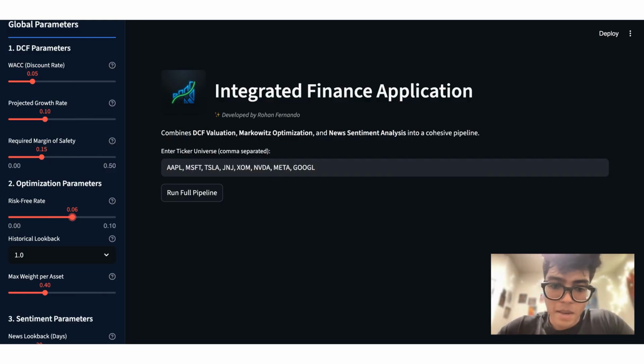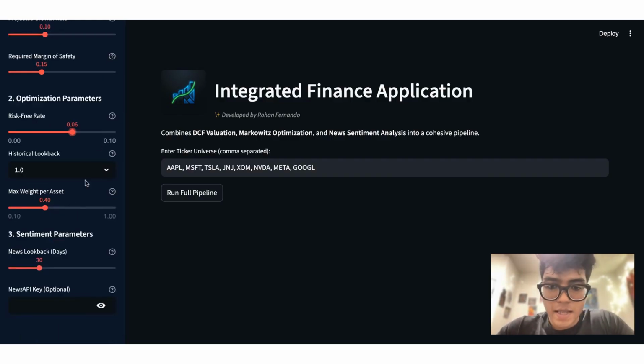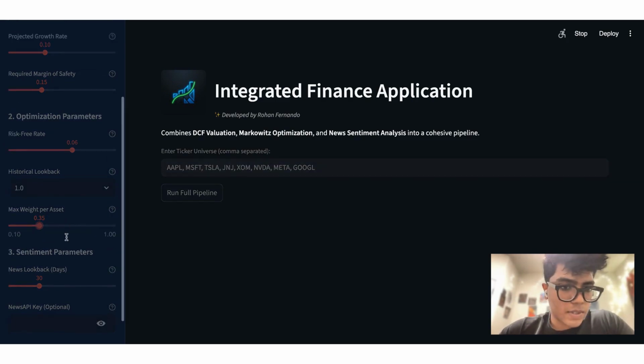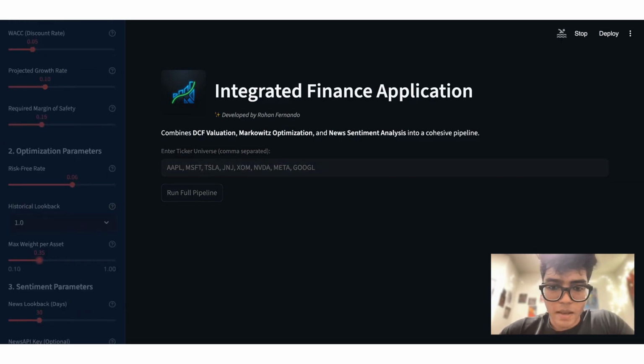Under optimization parameters, the risk-free rate is at 0.06, which is used in the Sharpe ratio calculation. Historical look back is at 1 year, and that's how far we will pull price history for the optimizer. Third is the max weight per asset, which is set to 0.35. That's the default setting, and it's a portfolio constraint that prevents overconcentration in any single stock.